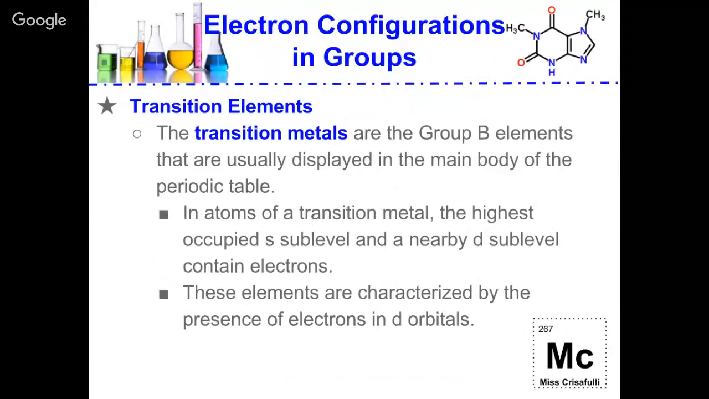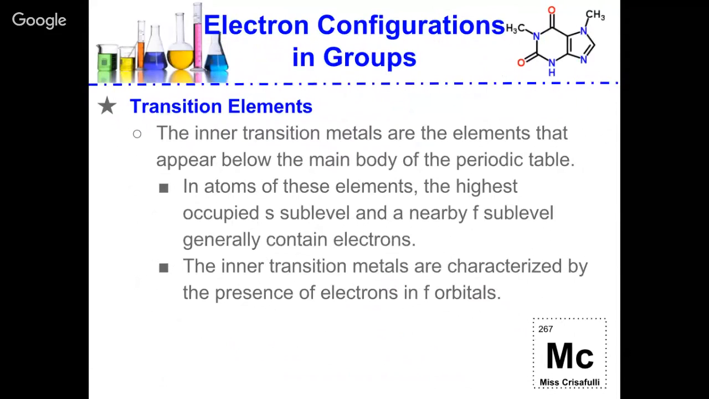So the transition metals are the group B elements that are usually displayed in the main body of the periodic table. In atoms of transition metals, the highest occupied S sublevel and a nearby D sublevel contain electrons. These elements are characterized by the presence of d orbital electrons. So remember, we said all those transition metals will have d orbitals as the last part of their configuration.